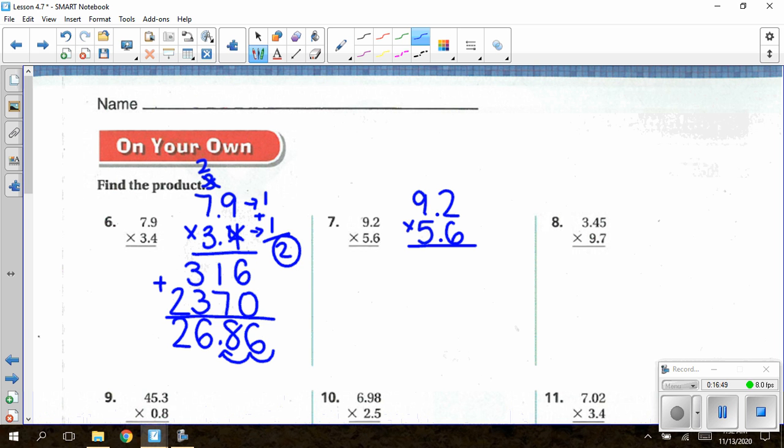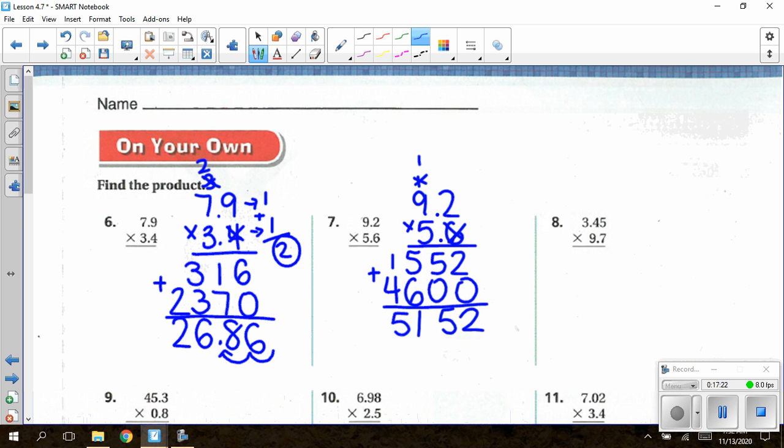6 times 2 is 12. 9 times 6 is 54, plus 1 is 55. Cross off everything you're finished with. Drop a 0. 5 times 2 is 10. Carry my 1. 5 times 9 is 45, plus 1 is 46. Add the two partial products together. 2 plus 0 is 2. 5 plus 0 is 5. 5 plus 6 is 11. And then 1 plus 4 is 5.